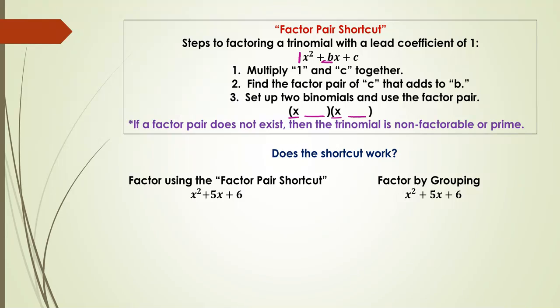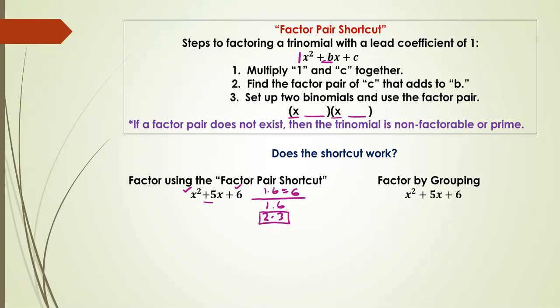So let's factor using the factor pair shortcut on the example x squared plus 5x plus 6. If I were to do this, I would take this invisible 1 and multiply it times 6. So 1 times 6 is 6, or you could just start with 6. And we're looking for a factor pair that adds to 5. So we have 1 and 6, 2 and 3, and you can see there that 2 and 3 actually give us the factor pair we need.